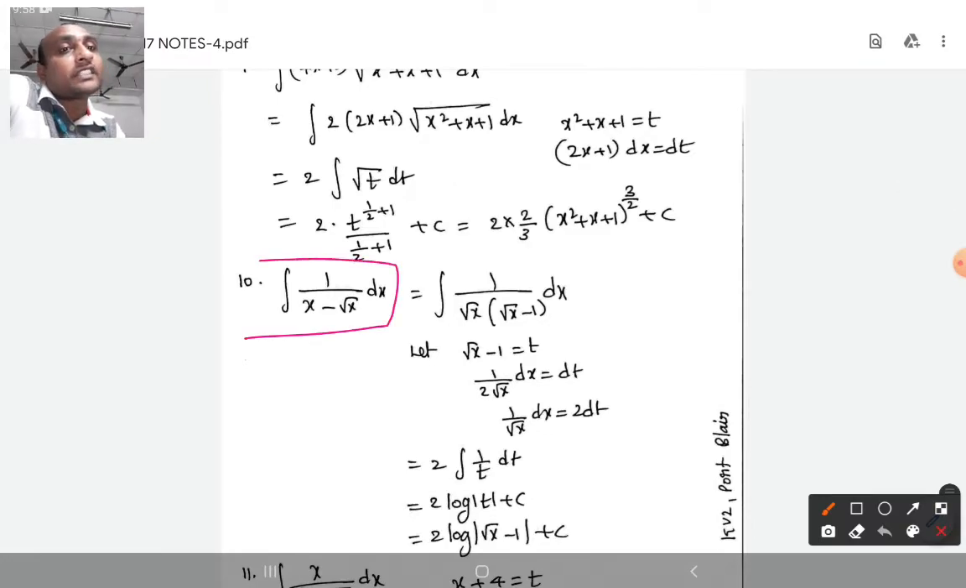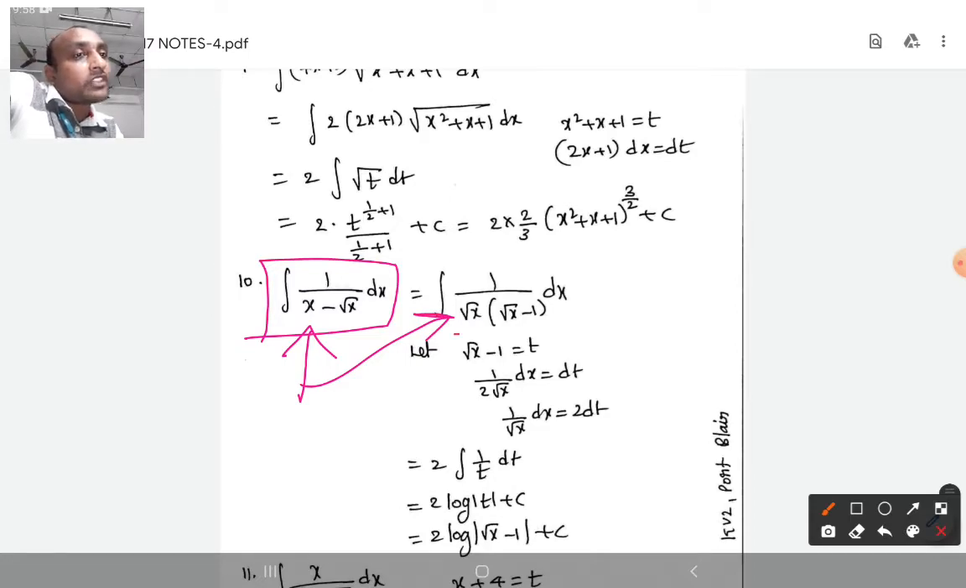See, this is very different. Integration of 1 by x minus root x into dx. If you look at the question, you will have to look at it for a long time. So only something must be done before integration. Something must be taken common or some simplification must be done. So take root x common and see.